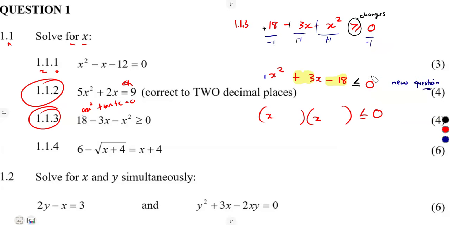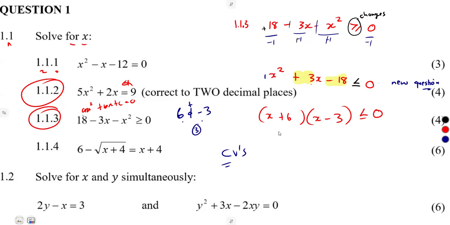So there are so many factors of -18, guys, but the one where we're going to get a +3 must be 6 and -3. If you multiply this, you're going to obtain -18. If you add, that is going to give us a positive 3. So that's +6, negative -3. So from this, you can find or determine your critical values.